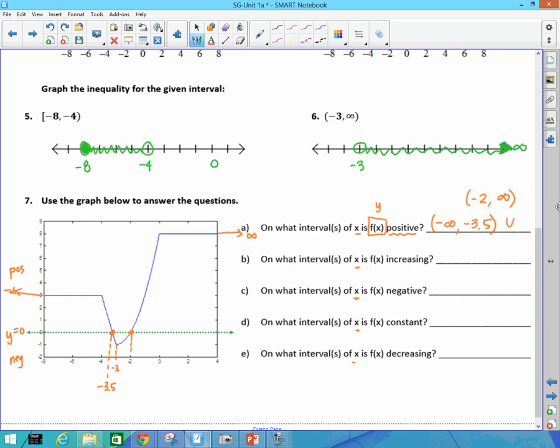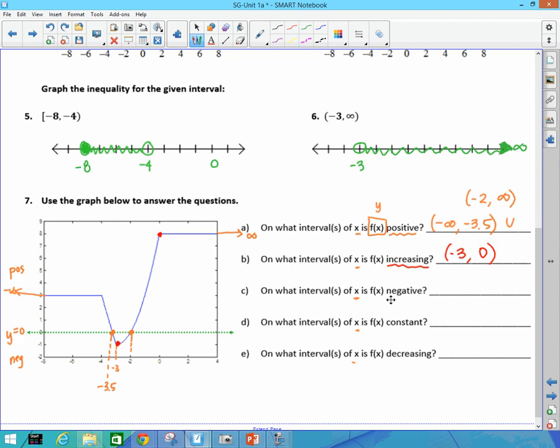Now, where is it increasing? Again, y'all are really good at this, and you can look at this graph and tell me that it starts increasing down here and increases all the way to here. So you look at that starting point, but you don't give me the whole point. You only give me the x values. That's why it says on what intervals of x. So that x value is -3, and this x value is 0. So between those two red dots, f of x is increasing.